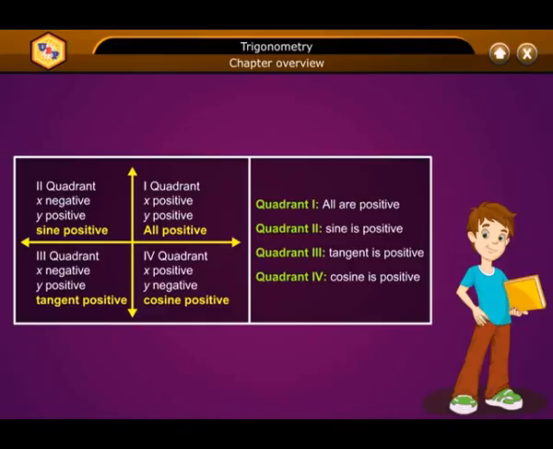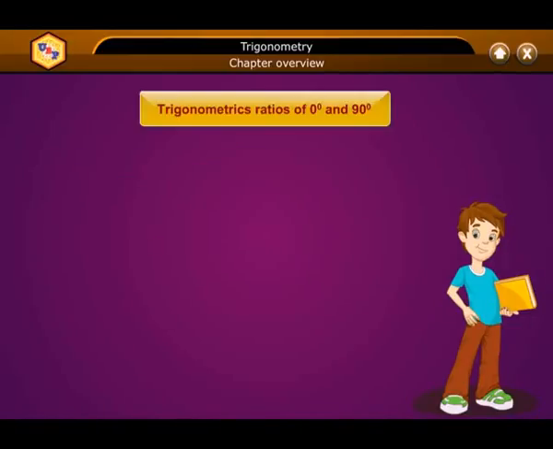Quadrant 2: x negative, y positive, sine positive. Quadrant 1: x positive, y positive, all positive. Quadrant 3: x negative, y negative, tangent positive. Quadrant 4: x positive, y negative, cosine positive. Quadrant 1, all are positive. Quadrant 2, sine is positive. Quadrant 3, tangent is positive. Quadrant 4, cosine is positive. Now let us calculate trigonometric ratios of 0 degrees and 90 degrees.